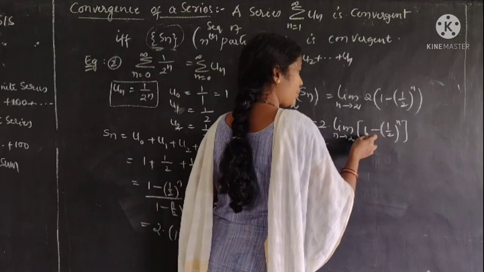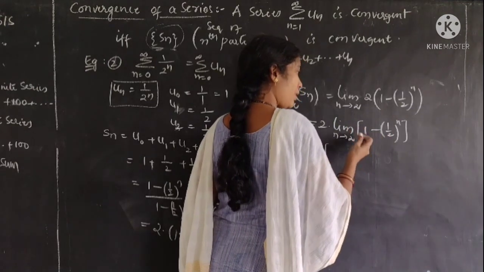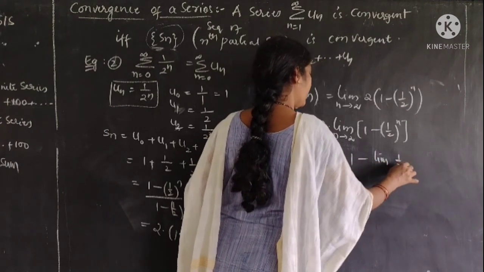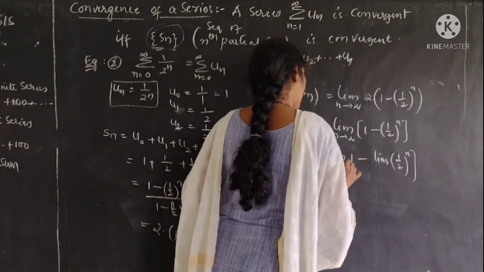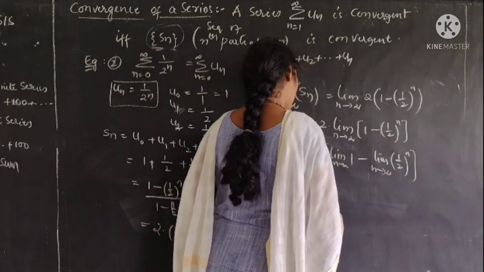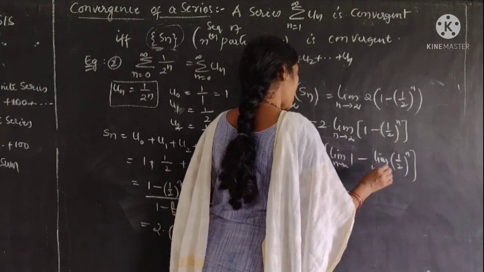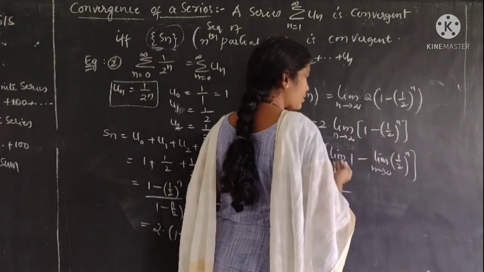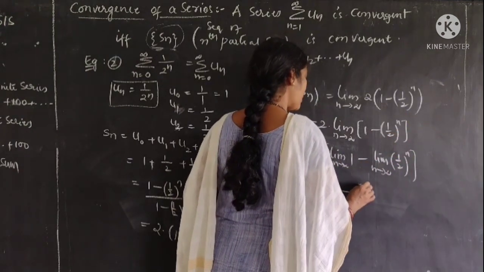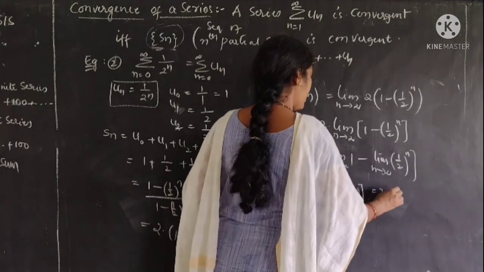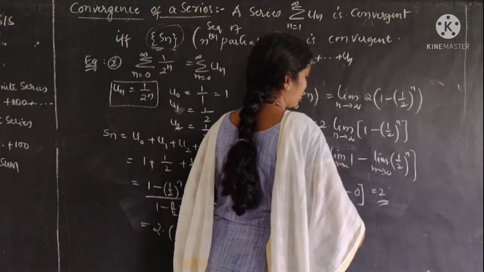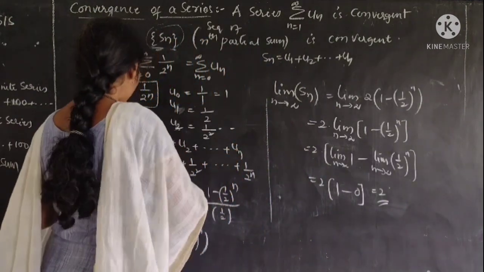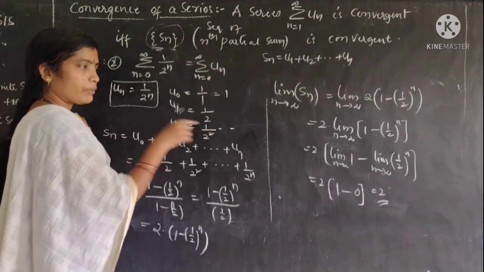2 into limit of a minus b can be written as limit of a minus limit of b. So limit of a minus limit of b, then n tending to infinity, which is equal to 2 into limit of 1 is 1 minus limit of 1 by 2 whole power n. r power n limit, r value less than 1 అయినప్పుడు విలువ ఎంత అండి? 0, which is equal to 2 into 1, that is 2. Finite quantity exist. So our sequence Sn is convergent and converges to 2.